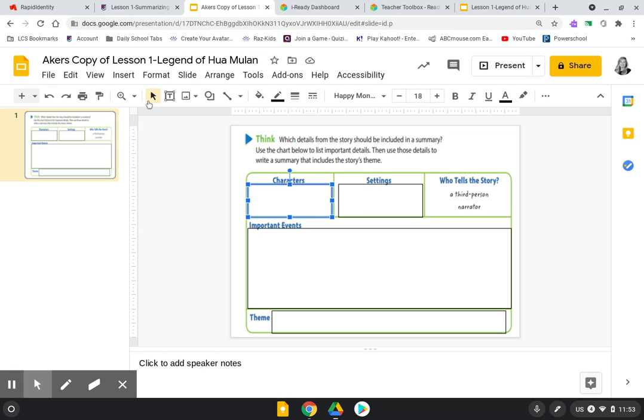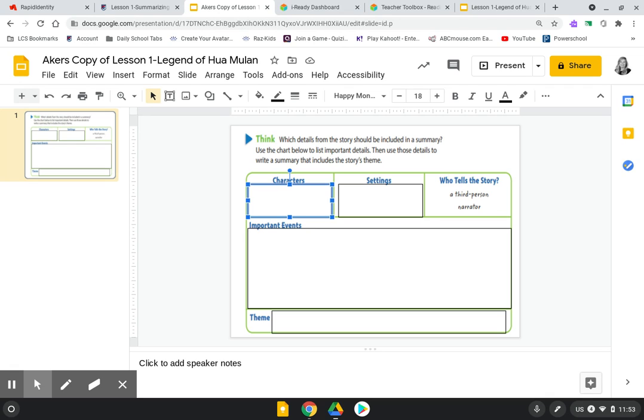And then, of course, again, you can always make it bigger if you need to with the zoom button. I think you guys have gotten pretty good at this. You can change the font, add bullet points, whatever you need to do. Just follow along and then add in the details as we go through character, settings.